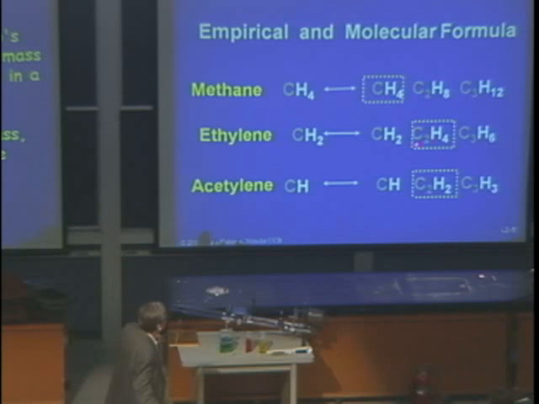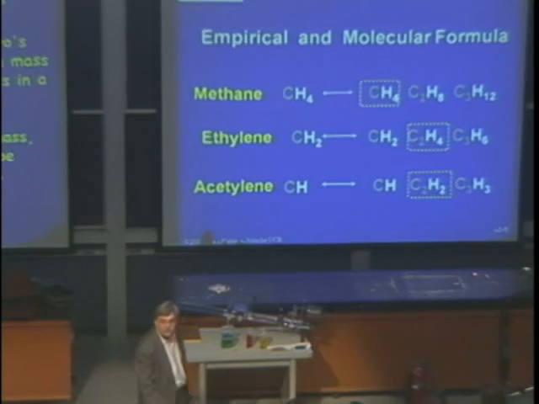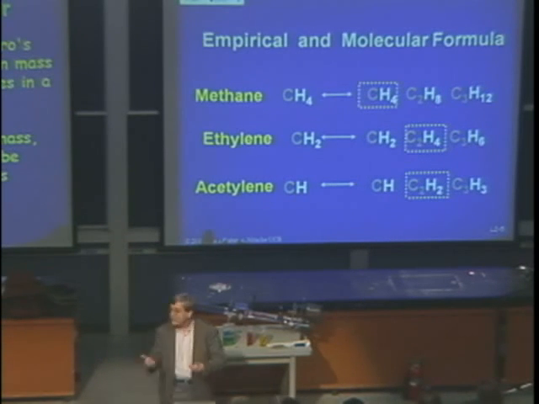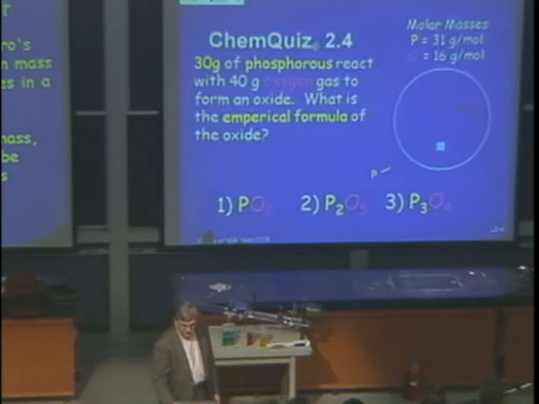That would be C2H4, ethylene, and acetylene is C2H2. It's a double bond in between. So there's a difference between the empirical and the molecular formula. Let me ask you that.